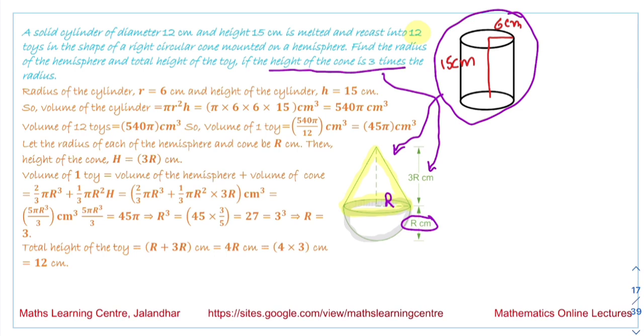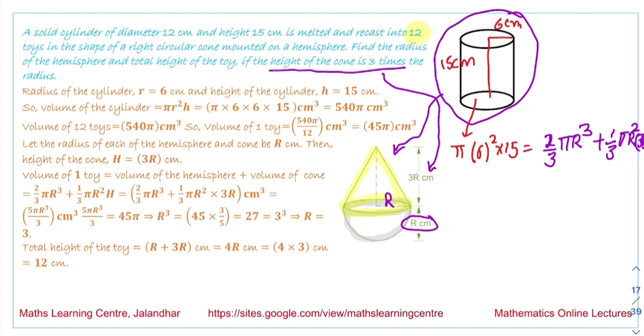So the volume of this cylinder, we have the formula, it is pi r square h, which is pi into 6 square into 15. And the volume of this toy is the volume of this hemisphere plus the volume of this cone. Volume of the hemisphere is 2 by 3 pi r cube, plus the volume of this cone, which is 1 by 3 pi r square, and the height of this cone is 3r.